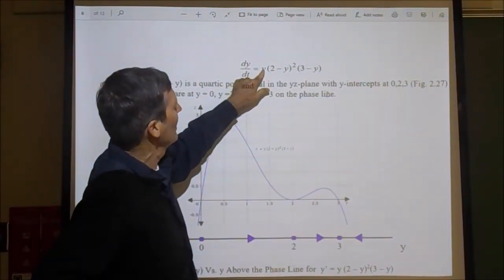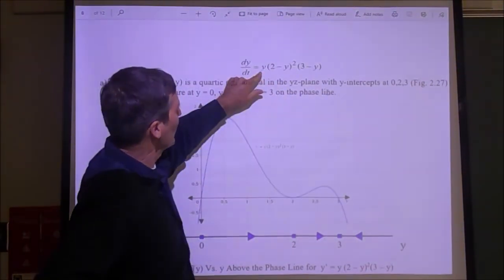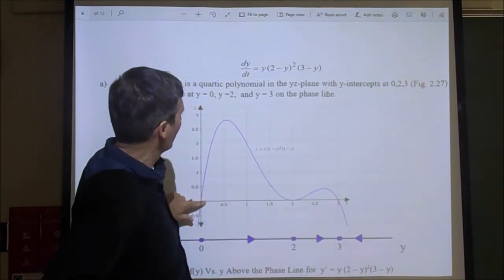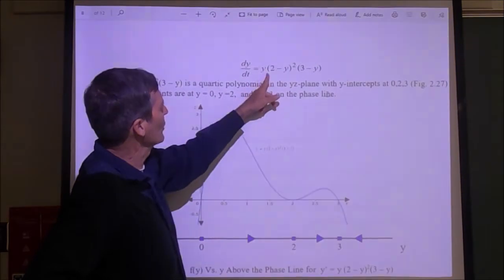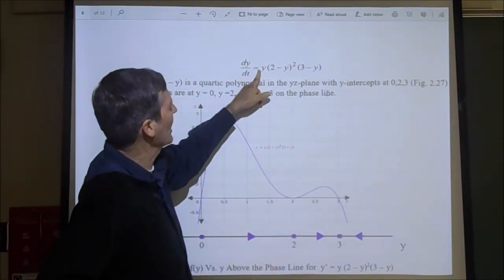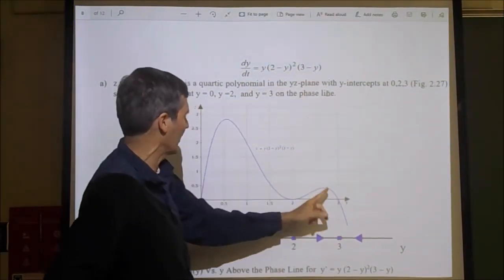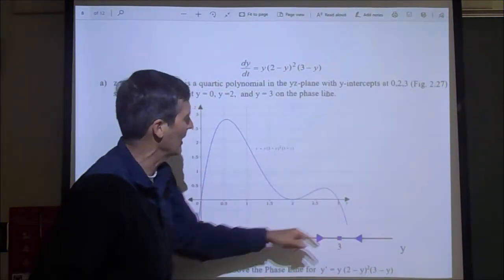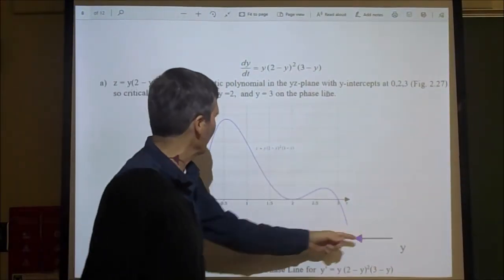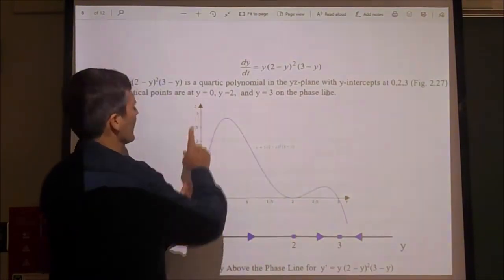Whenever you have this thing factored, the intersection with the independent axis, y in this case, is where a factor is equal to 0. So it's at y equals 0, y equals 2, and y equals 3. That's the only place you can touch the y-axis. Those are the critical points, right? On the phase line. So they're on the phase line below the y versus f of y plane.